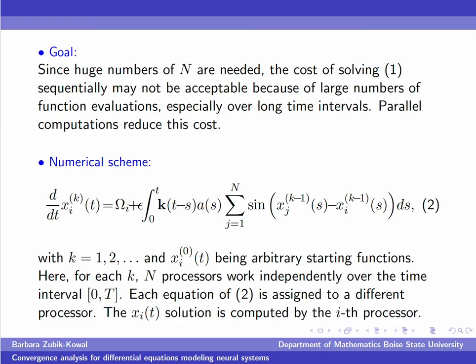Now, in this scheme 2, the superscript k is an iteration index, and the superscript k denotes the present iterate. On the other hand, the superscript k-1 denotes the previous iterate, and this previous iterate is needed to compute the present iterate. So scheme 2 is an iterative process, and this iterative process can be initiated with arbitrary starting functions denoted by x0 i.